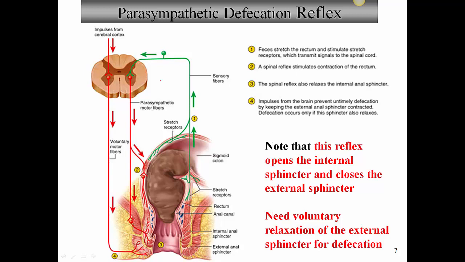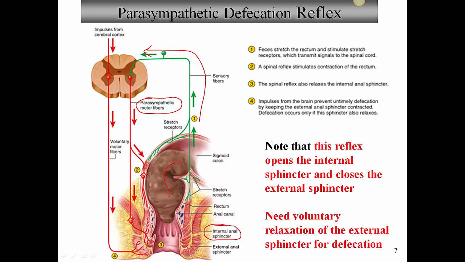You'll notice these numbers on the right correspond to the numbers in the figure on the left. So here's some material that has basically moved into the rectum from the sigmoid colon, and when that happens, the walls of the rectum are stretched, and this sends afferent sensory information into the spinal cord. Parasympathetic motor fibers cause contraction of the rectal wall, and they also cause a relaxation of the internal anal sphincter.